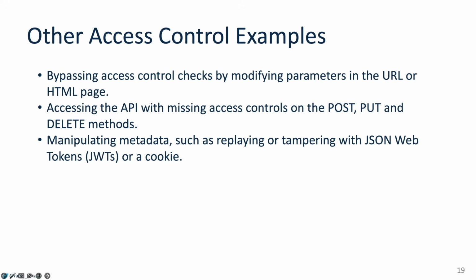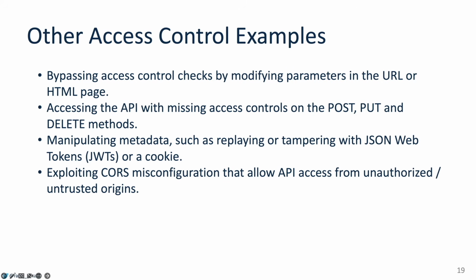As for manipulating JSON web tokens, there's a whole module in the Web Security Academy that covers that, and hopefully we'll cover that in future videos. Fourth is exploiting cross-origin resource sharing misconfigurations that allow API access from unauthorized or untrusted origins. For this topic, I've got over 2.5 hours of content explaining exactly how to exploit CORS misconfigurations. So I'll link the videos in the description if you're interested in learning more about that.